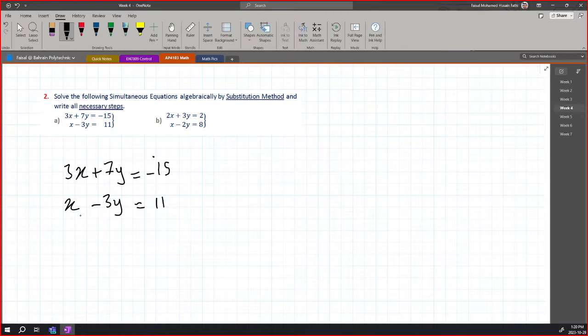x on one side by itself or the y on one side by itself. The easiest way for me to do this, or my tip to you guys, is always look for the variable that has no numbers with it. In this case the x doesn't have any number, unlike the y which has minus 3. There are no numbers next to the x. So we will use this equation, the x minus 3y is equal to 11.